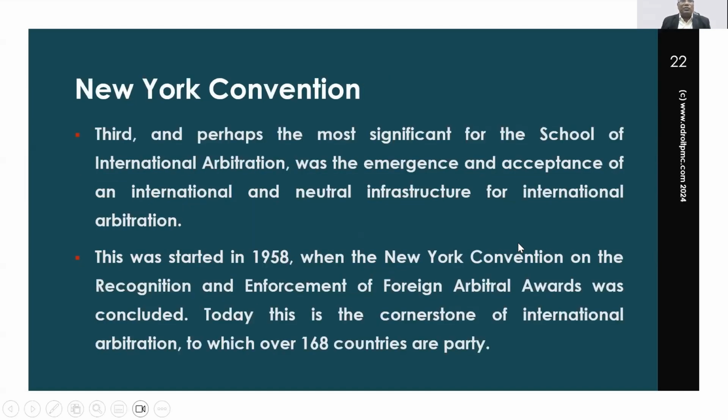the commercial disputes. And then came the New York Convention. This is the cornerstone of international arbitration. It started in 1958, when the New York Convention on the Recognition and Enforcement of Foreign Awards was concluded. Today, this is the cornerstone of international arbitration, to which over 168 countries are party. We have seen about the New York Convention in our previous session. Anyway, we will come to know it in detail in the subsequent slides.